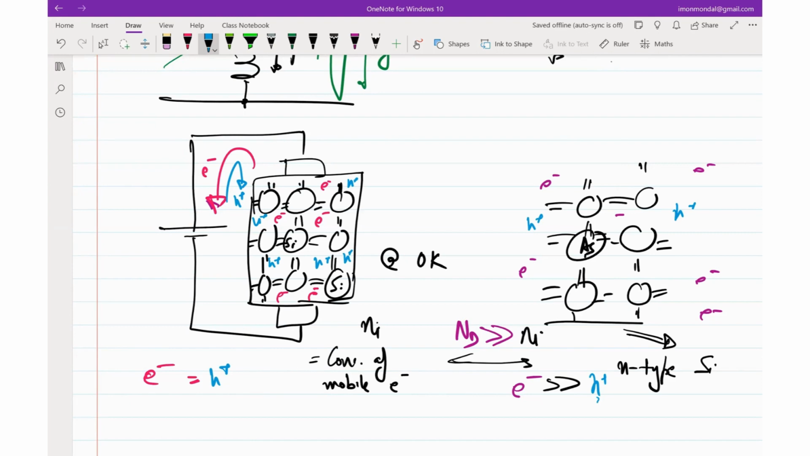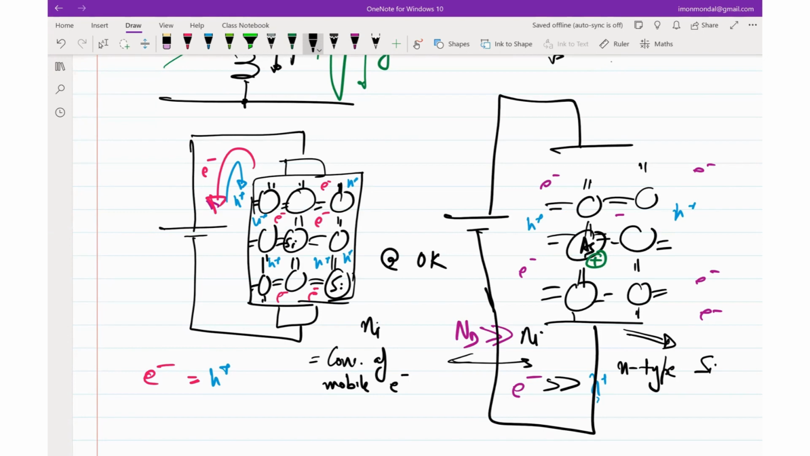Correct, right? So whenever an arsenic atom loses its electron, it becomes positively charged. Excellent. But this positively charged ion is not mobile. This is the critical difference: you are still going to have localized positive charges, but they are not going to move under the influence of an electric field.